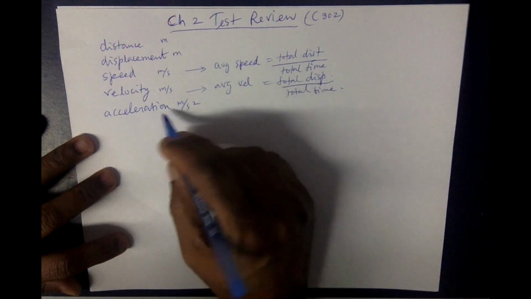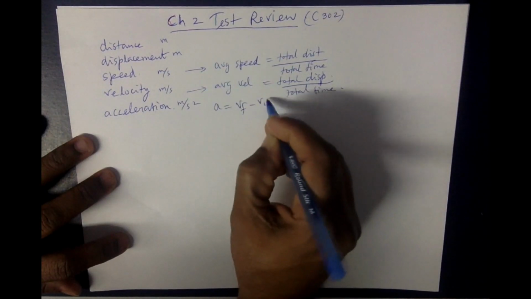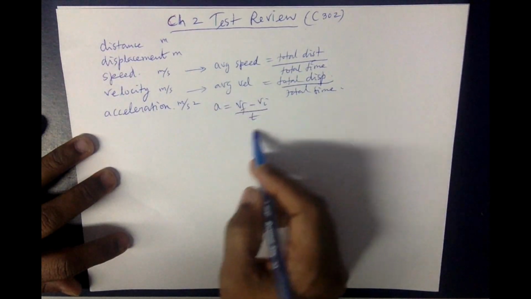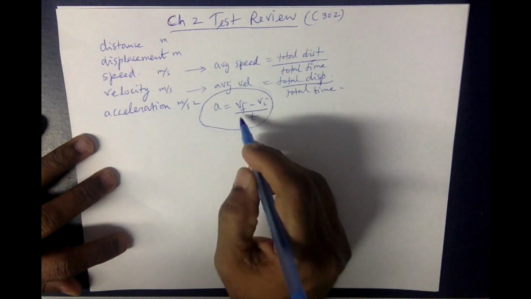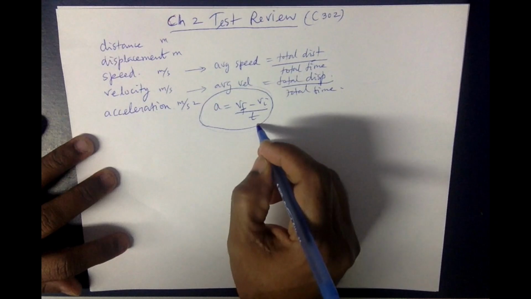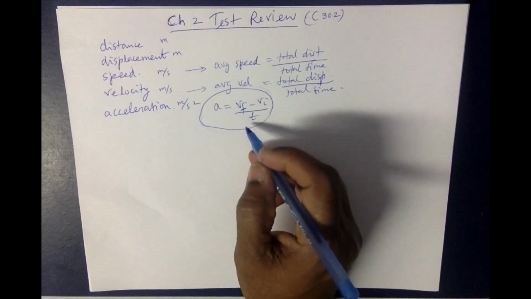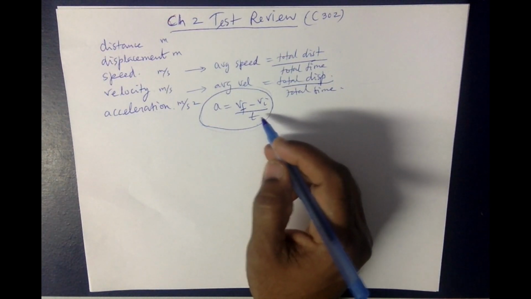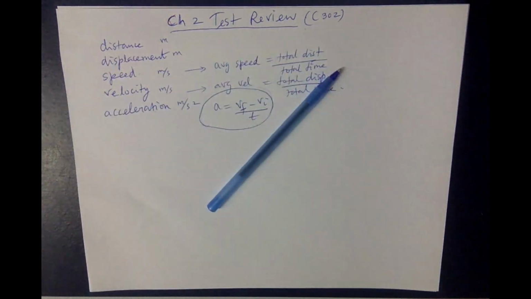Acceleration is the rate at which velocity is going to change, and acceleration is Vf minus Vi over time. Now, this is the average acceleration over a period of time. So final velocity is Vf, initial velocity is Vi, and time is t. You should know what is final velocity, what is initial velocity.